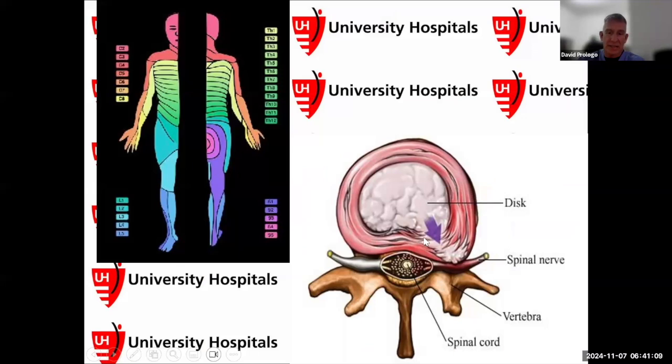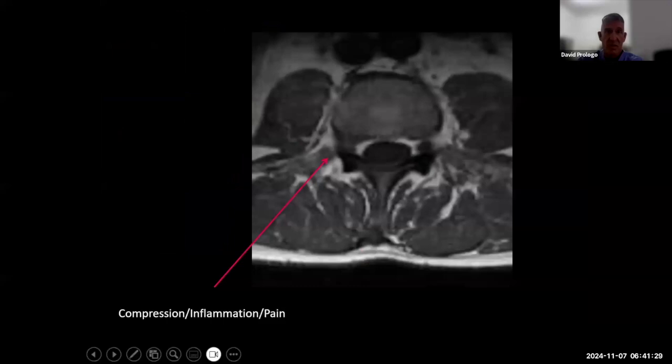Oftentimes, it's a herniated disc that's sitting on an exiting nerve root that gives you a dermatomal pattern. So in this room, we've been Googling and pulling up this image already maybe 5 times, to see what exactly the dermatome is that the patient is describing to us, and then looking at their MR for a disc like that.